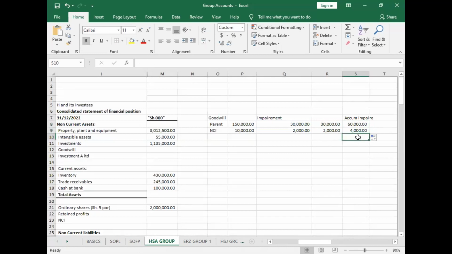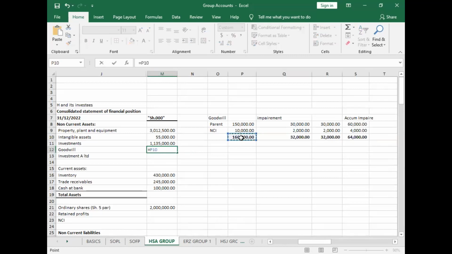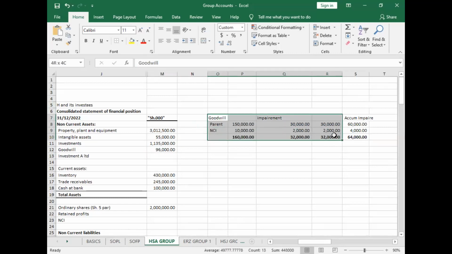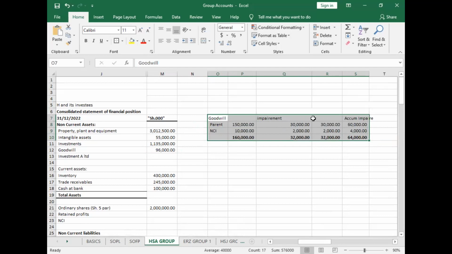I come here, I do Alt equals, Control Enter, Control B to bold. Then I just drag that way. So the goodwill here will be this amount less 64, to find it is 96. I can put this one in a box, Alt HBT. That way we have completed the goodwill.